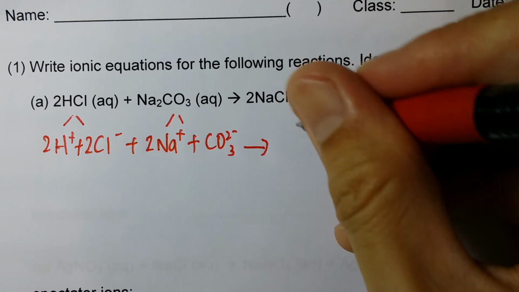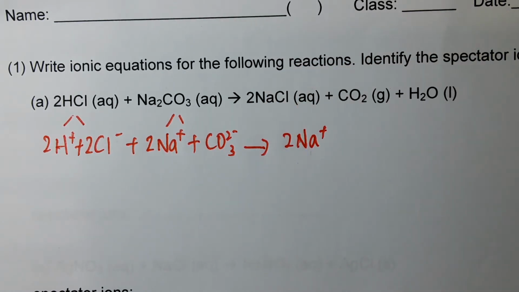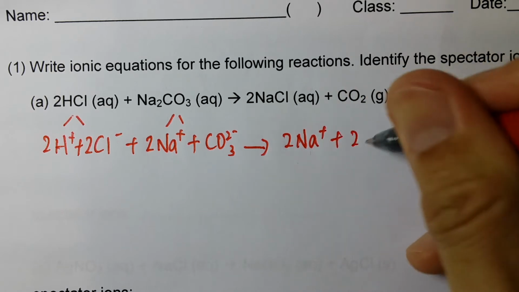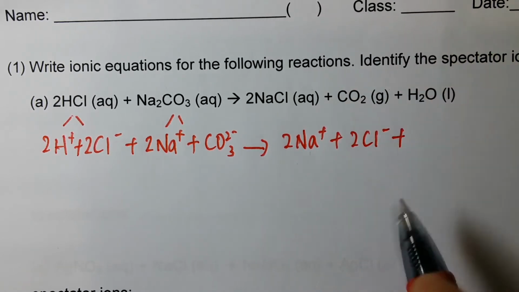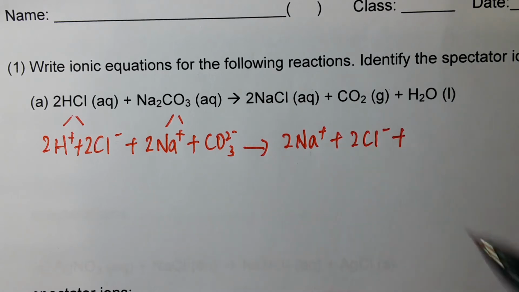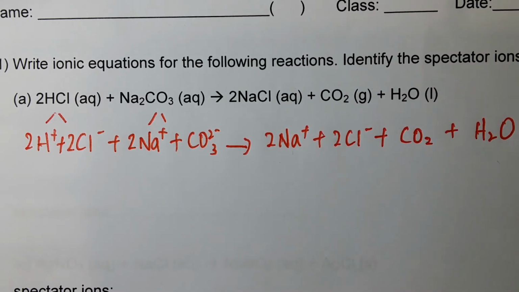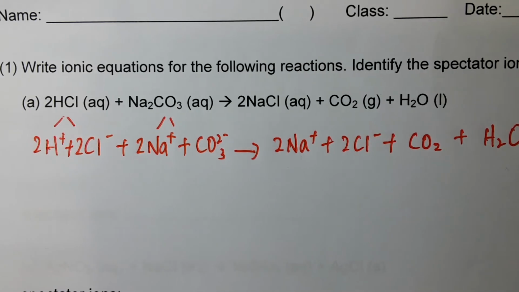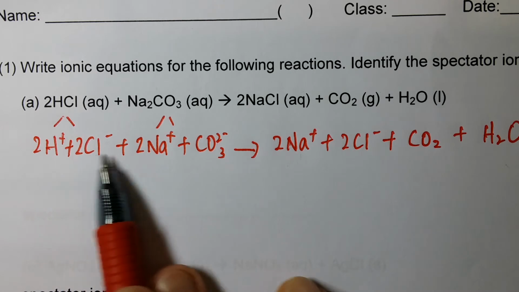and that would form 2 Na+. NaCl splits into Na+ and Cl−, so 2 Na+, 2 Cl−. Carbon dioxide is a gas, so you don't split it, it remains as CO2, and H2O is a liquid, so it remains as H2O. Now this is an intermediate step, you do not need to write the state symbols.